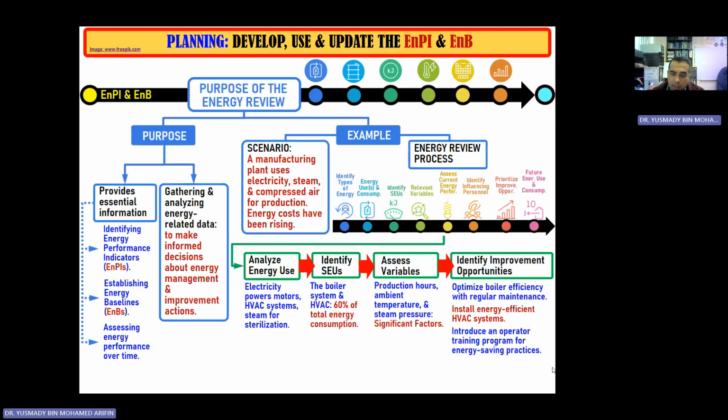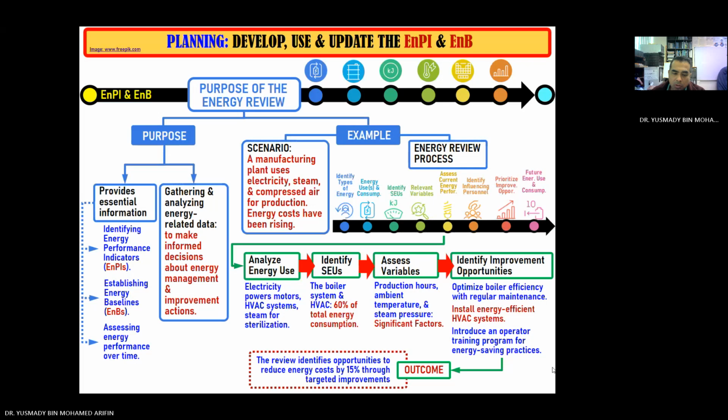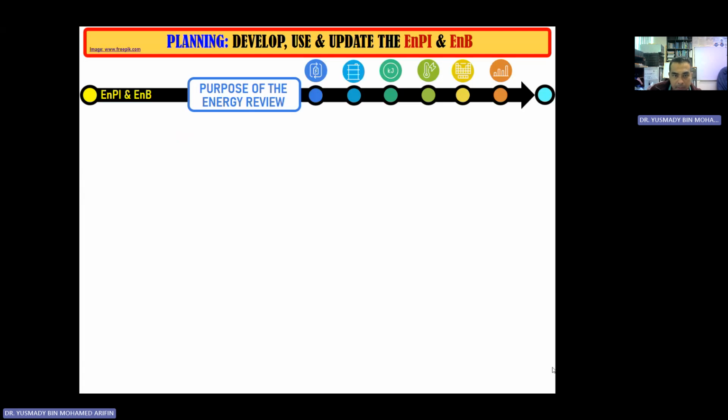Okay, the other improvement that can be implemented, we need to introduce an operator training program for energy saving practice. So the outcome of these I call processes. So the review identifies opportunities to reduce energy costs by 50% through targeted improvement. So these are what I call the example of the energy review under develop, use, update the ENPI and also ENB.